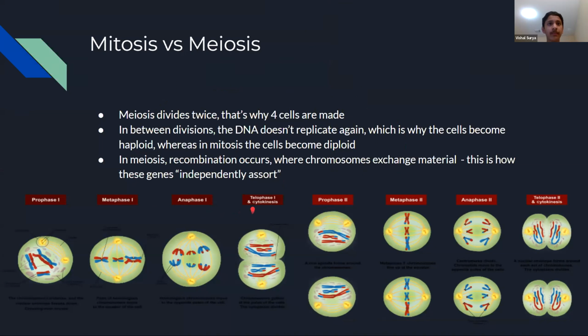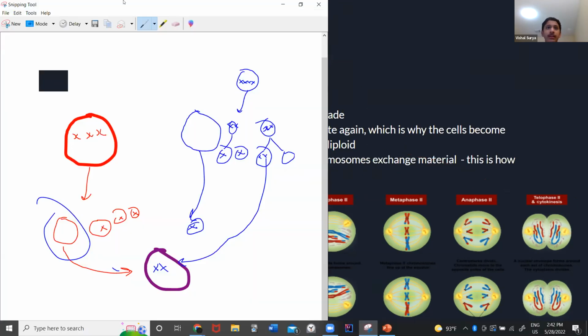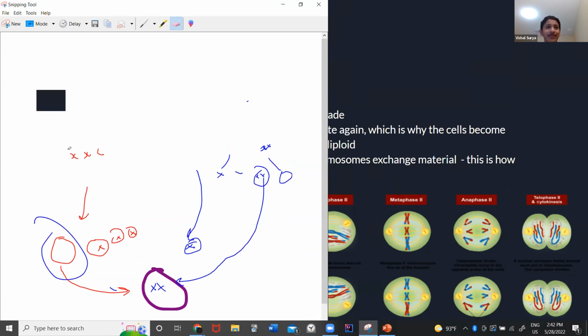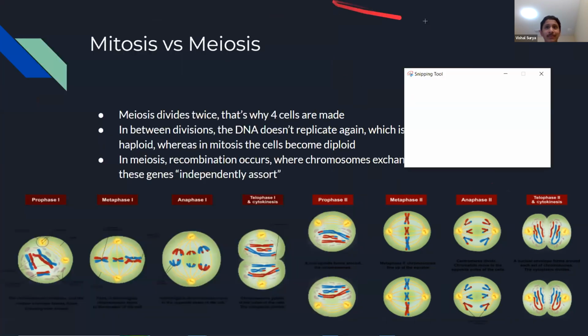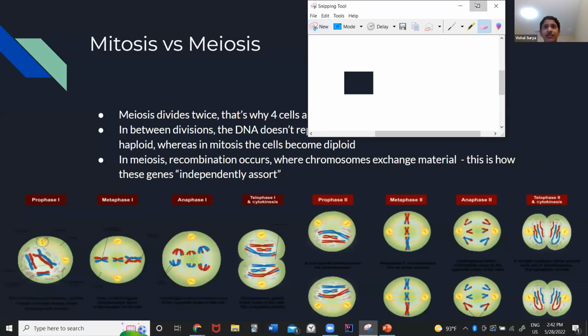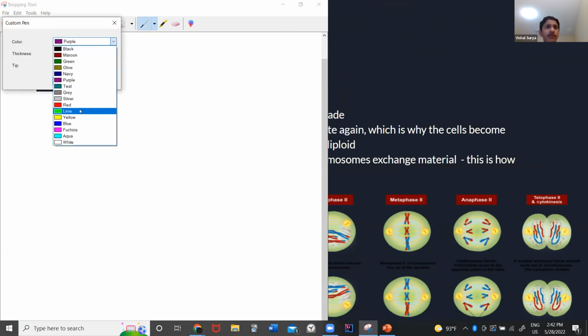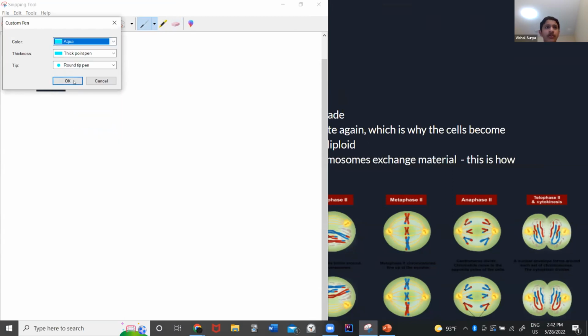And then a bit more on recombination. We talked about how the chromosomes exchange material once again, and this is how the genes would independently assort. Let me erase this, or just take a new snippet. All right, so here, let's do this again with the chromosomes. We have, make it blue and red this time, or aqua.